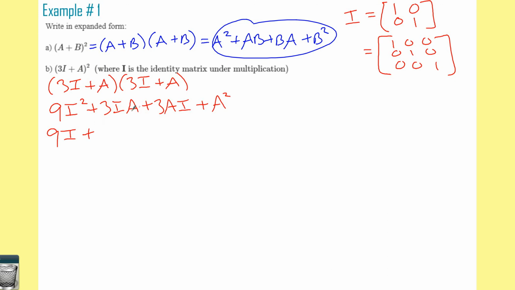Here, identity times A is just 3A, just like 1 times A. Here, A times the identity matrix is still just 3A. And then we have A squared. So here we have 9 times the identity. Now we can combine those and see 6A plus A squared. Okay, that's as simple as it gets.